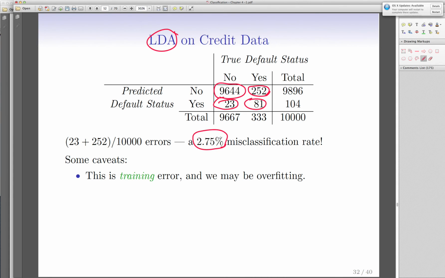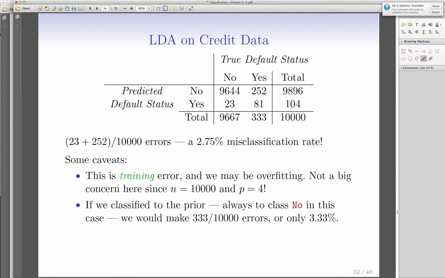Only 2.75% misclassification rate. So you may say we may be overfitting, that is fine, but you may say that's an extremely good result. But if you're a manager, that may not be a good result at all. Specifically because if you just categorize every single one as no default, then you predict 9,667 people correctly. So the error you will make is only 3.33%. So 2.75% in that sense may not be extremely good.